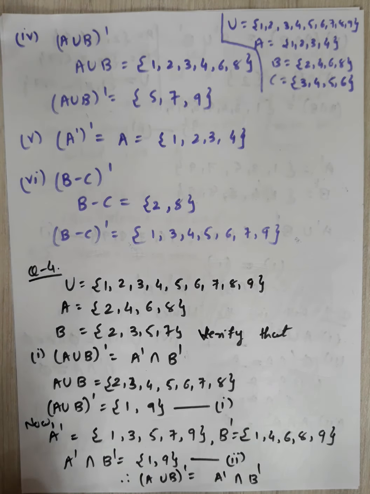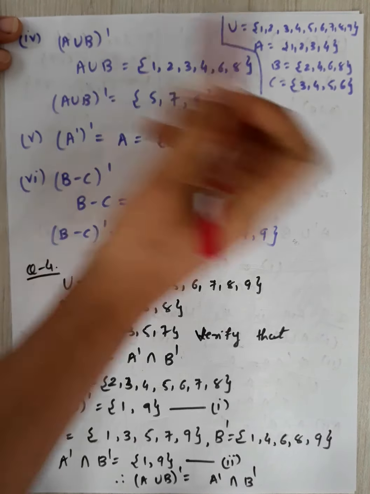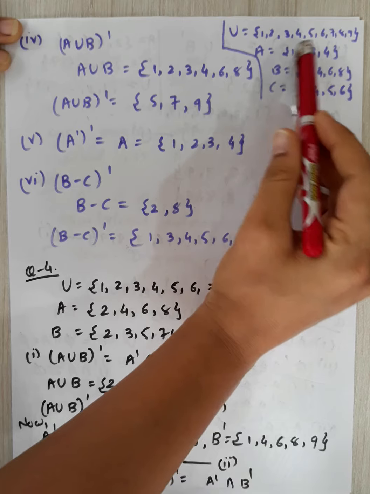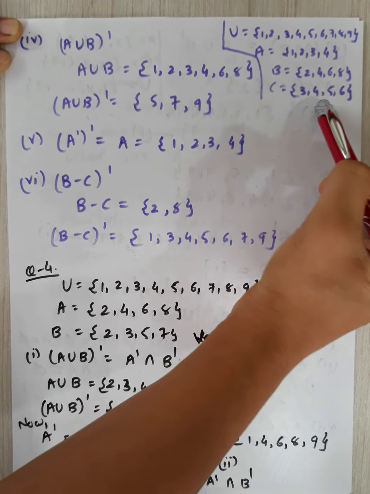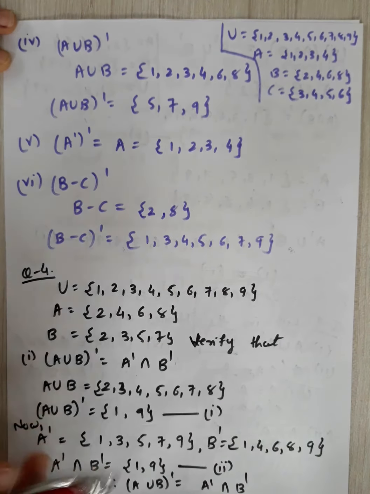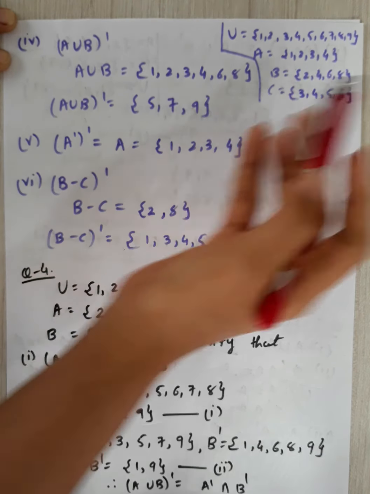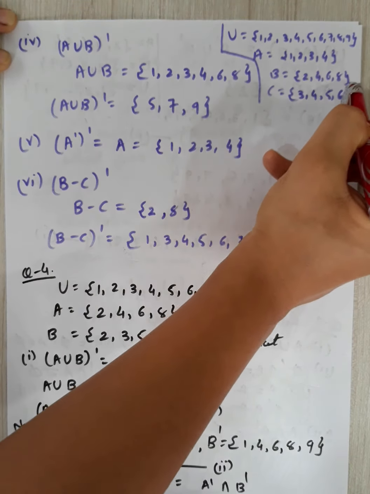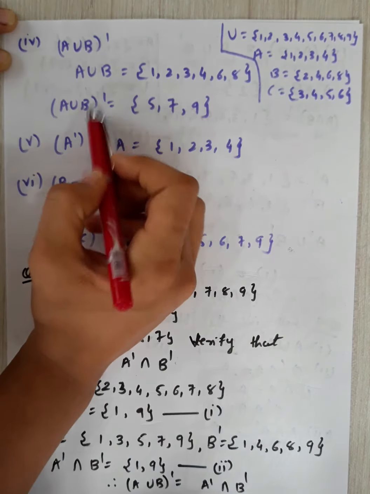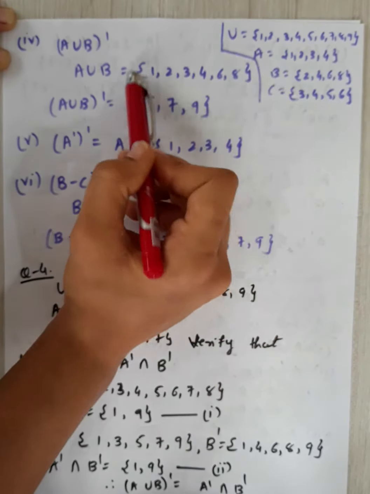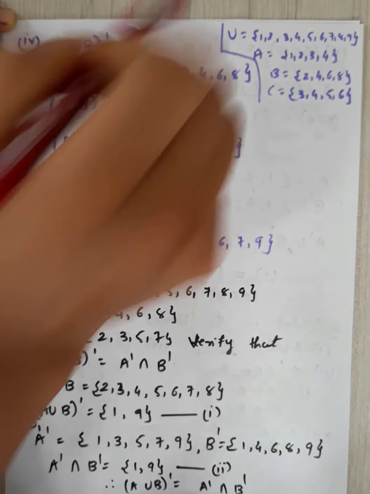Now A union B whole dash. Here I have written U, A, B, C, so it is easier for you. So A union B, 1, 2, 3, 4, 6, 8, A union B, right? So you have to find dash of it. Dash of it means apart from these elements, 5, 7 and 9.